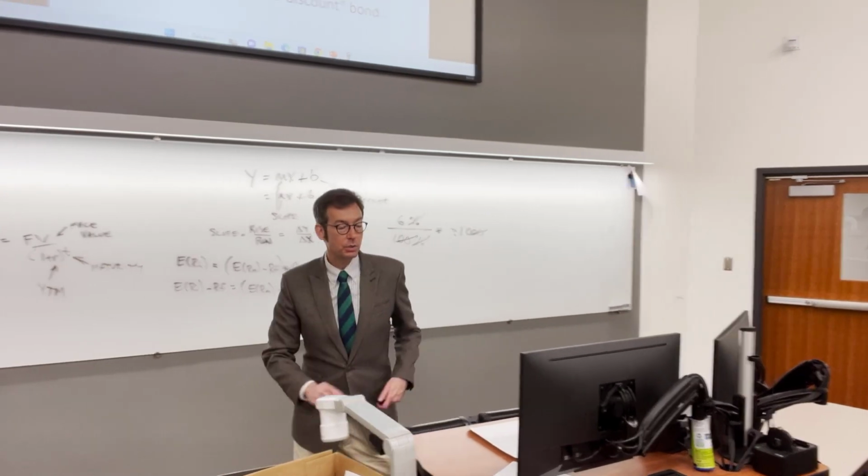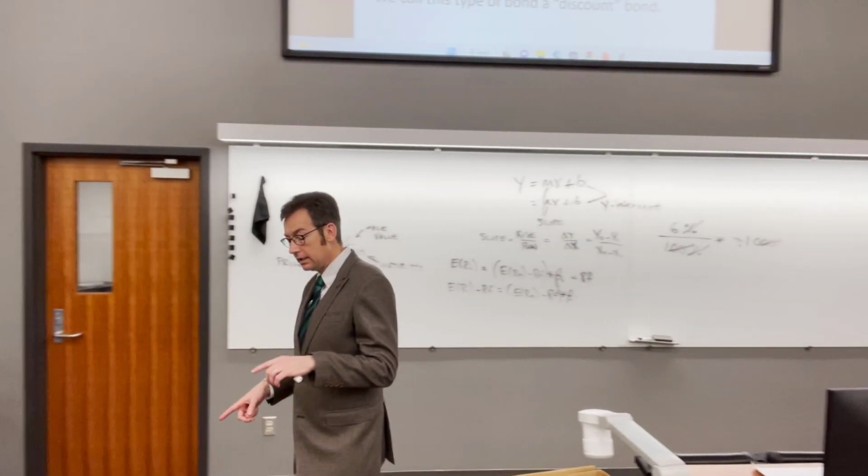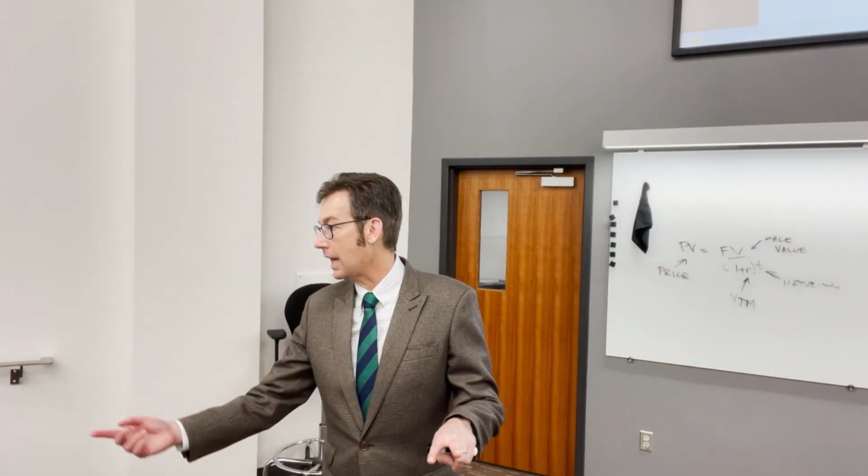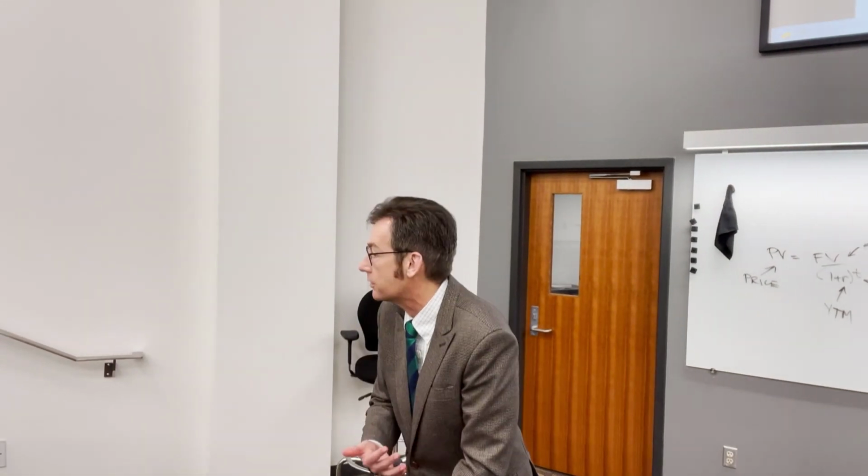$929.76. Can someone explain to me why the present value is negative and the coupon and the future value are positive? Yeah, it's this cash flow in opposite direction, right? Sign convention.